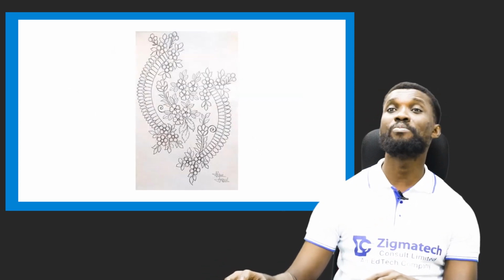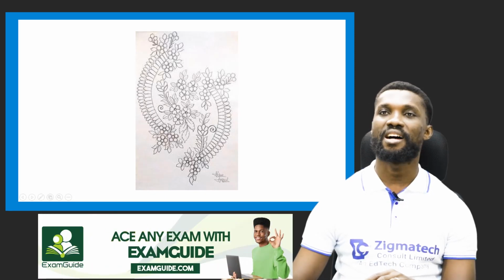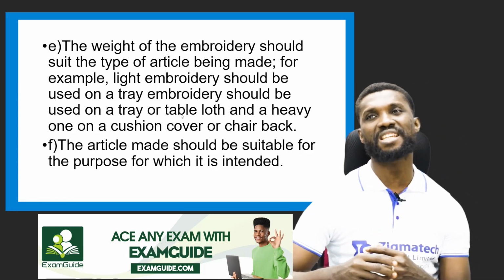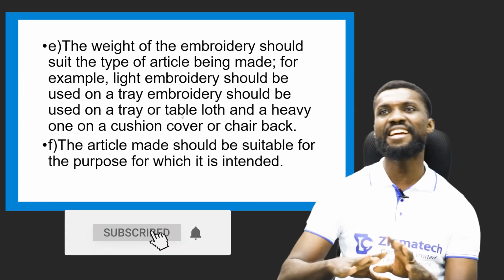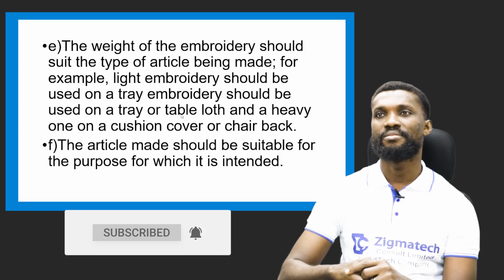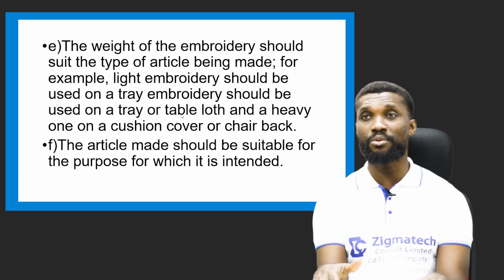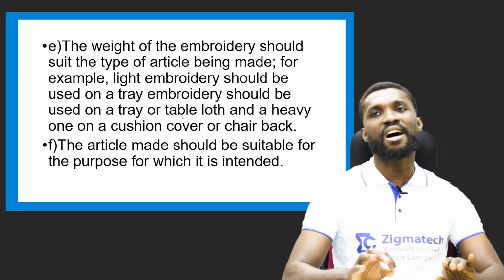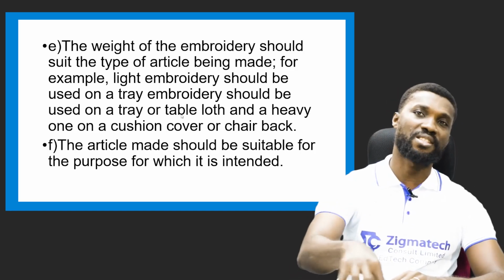And whenever you want to embroider, you make sure you draw your concept on the surface of what you want to embroider, and then follow it step after step. All right. Now, the weight of the embroidery should suit the type of article being made. For example, light embroidery should be used on an embroidered tray. Other forms of embroidery, like for a table cover, should also carry some kind of brief flower designs, which you first draw on the background before you start the embroidery.